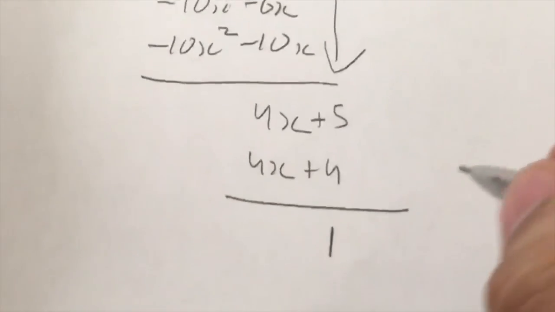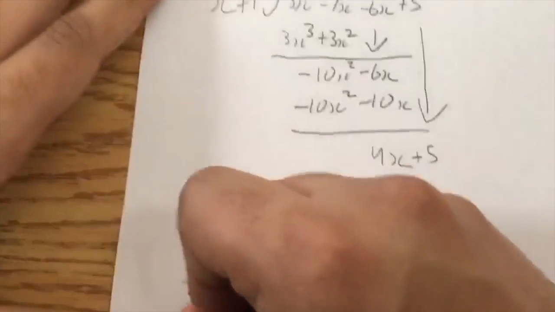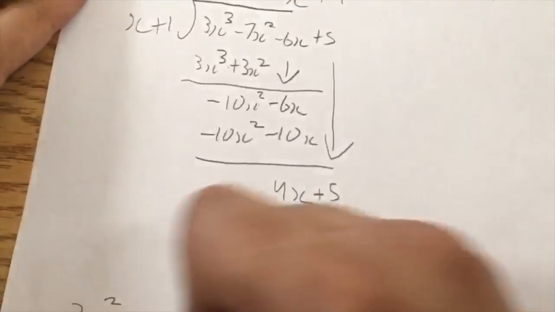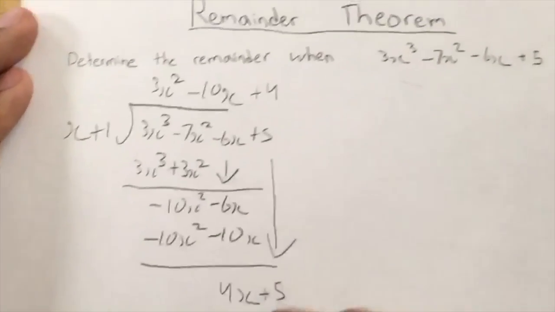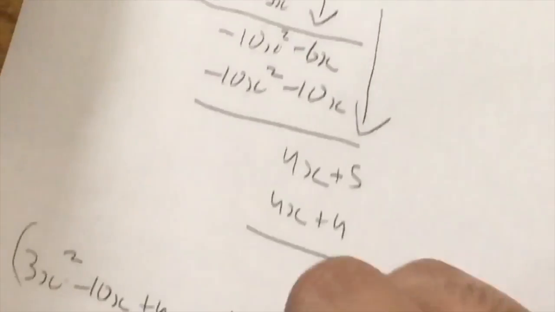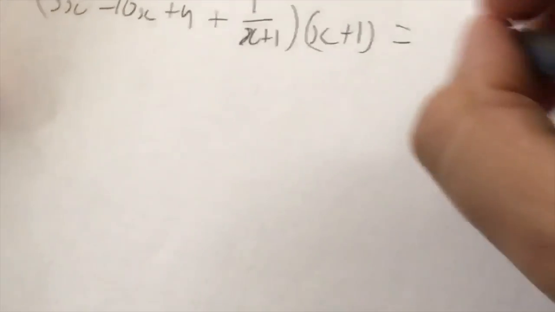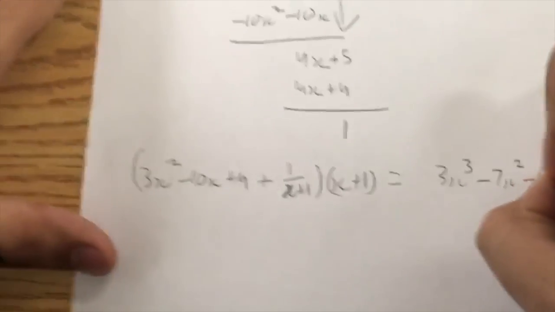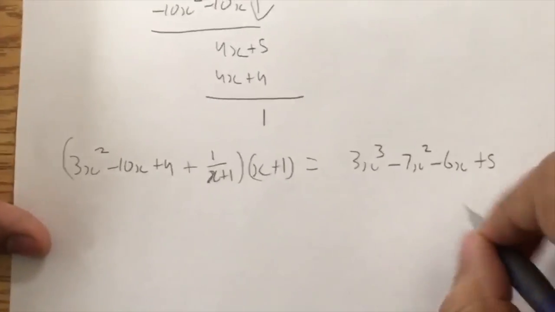So the remainder is 1. So how we would write the remainder in this equation would be (x squared minus 10x plus 4 plus 1 over x plus 1) times (x plus 1) equals 3x cubed minus 7x squared minus 6x plus 5. Okay, done.